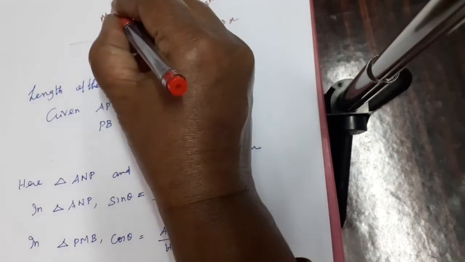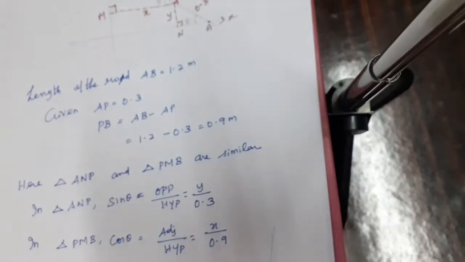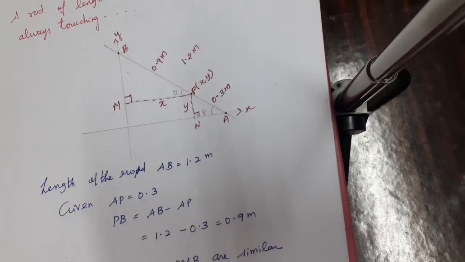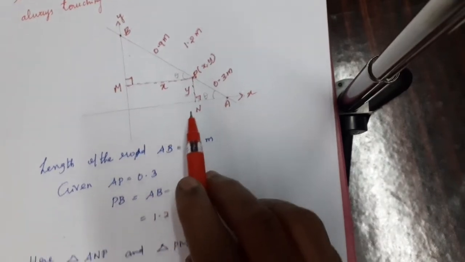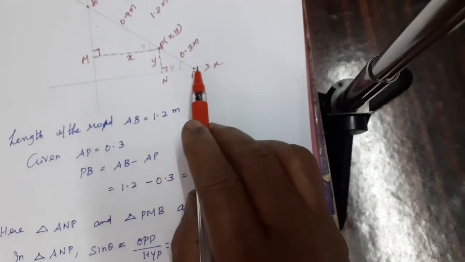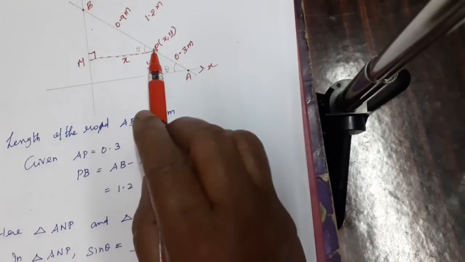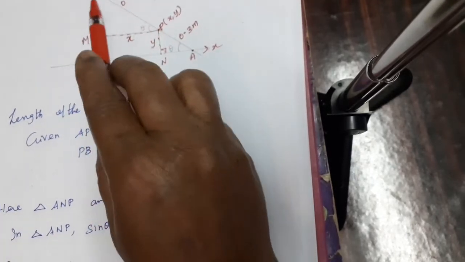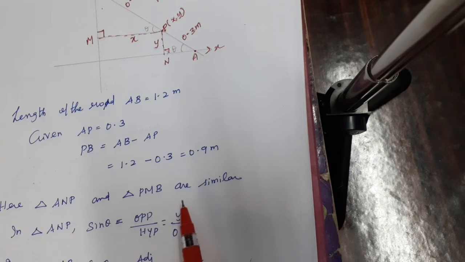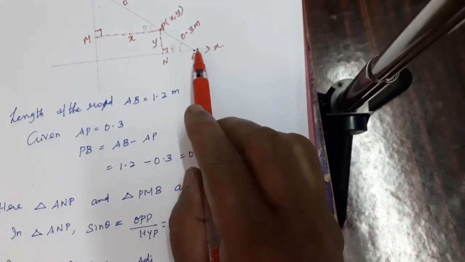Here you take two right angle triangles, because this has a 90-degree angle. This is a right angle triangle, and this is one more right angle triangle. Compare the diagram. The first triangle is ANP, the smaller triangle. The bigger triangle is PMB. Both are similar triangles. What are the two triangles here having? The smaller triangle is what?